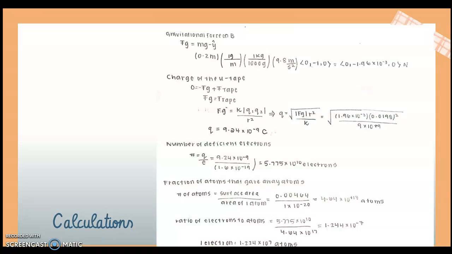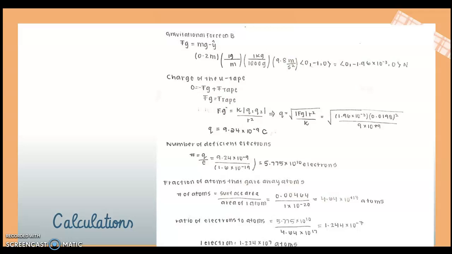Here we have the calculations for the problem. As mentioned above, we use Newton's second law to find the magnitude of the electric force, which is equal to the magnitude of the gravitational force, which is negative 1.96 times 10 to the third newtons in the y-hat direction. Rearranging Coulomb's law and solving for charge gives us Q equals 9.24 times 10 to the negative 9 Coulombs.